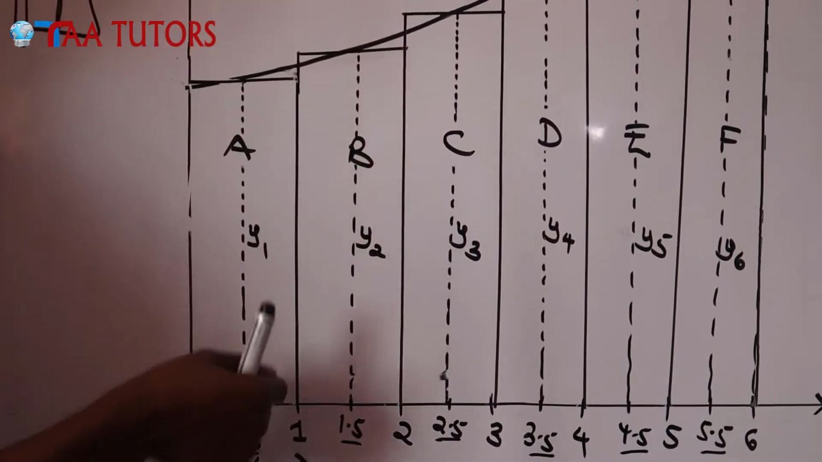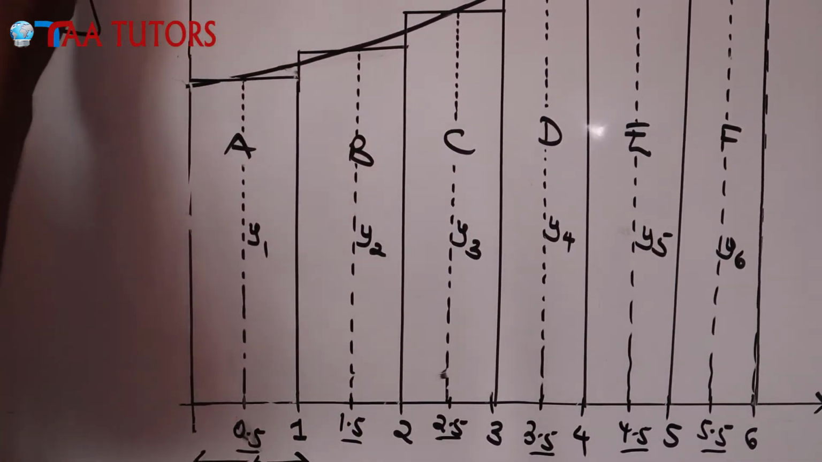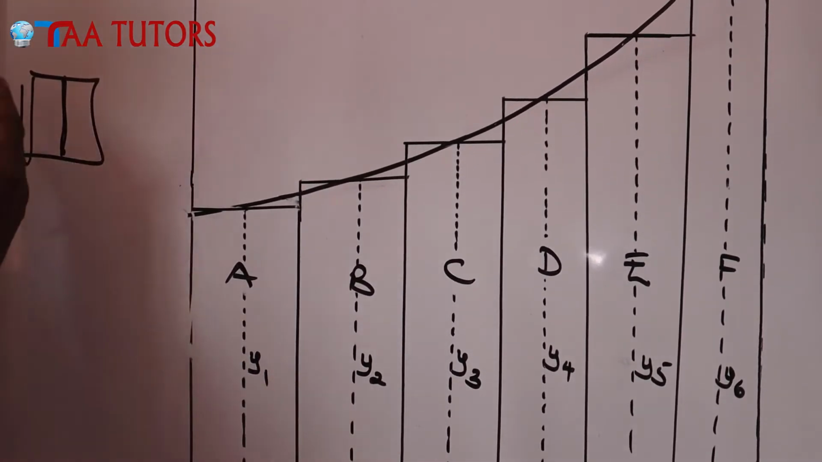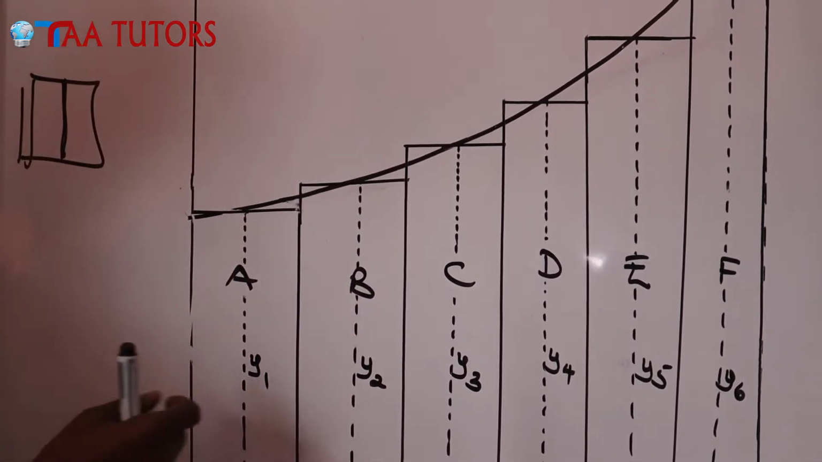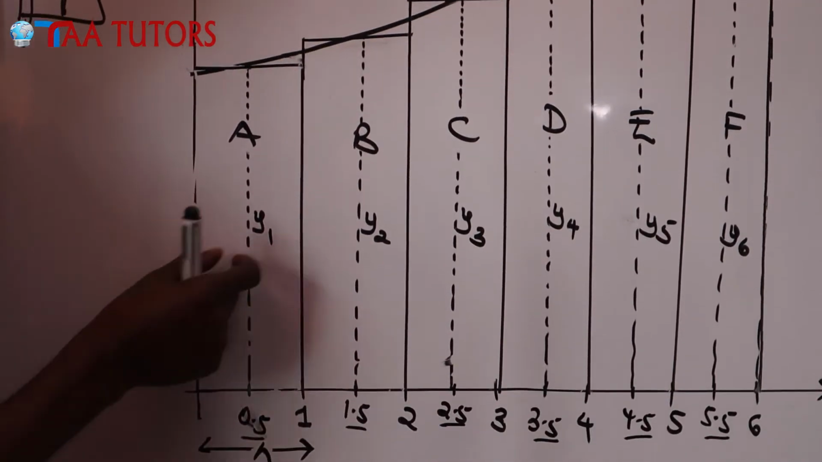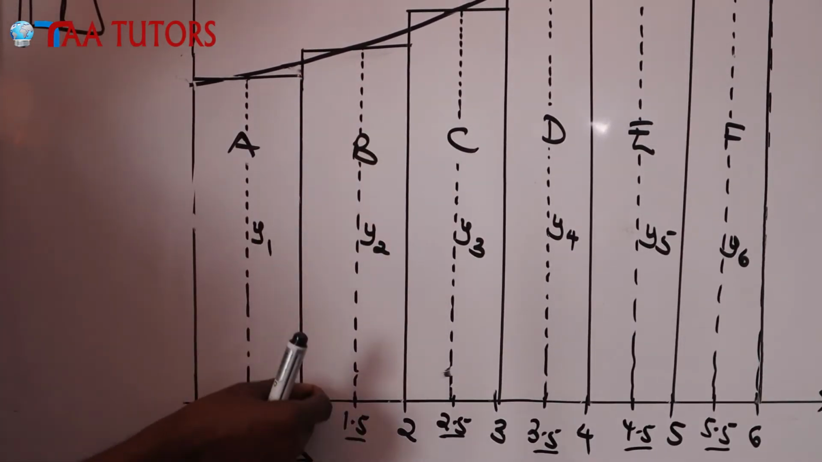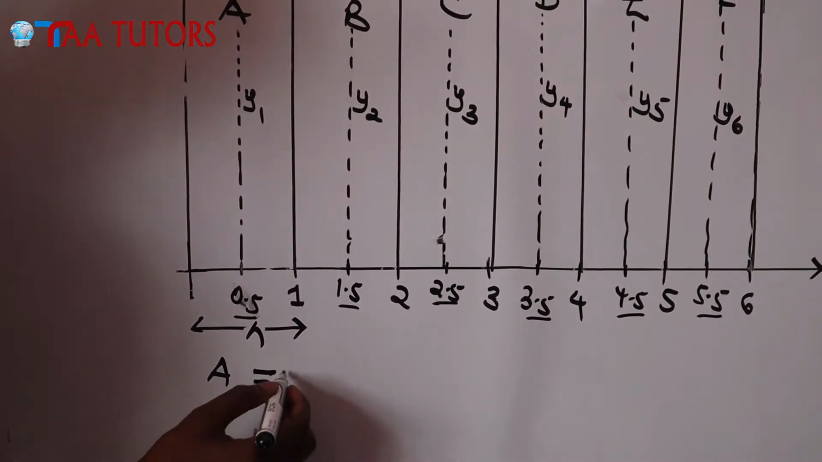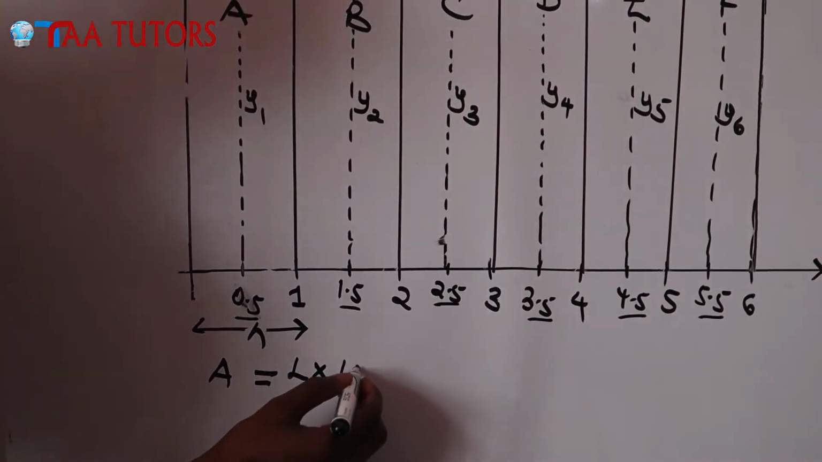Any parallel line on a rectangle will always be equal to the other opposite sides. So this length y1, this one is also y1. The other length for this rectangle is also y1. So we can say that the area of a rectangle is length times width.